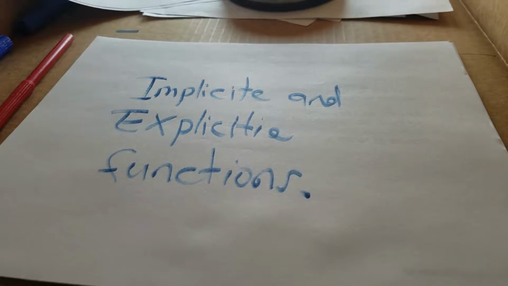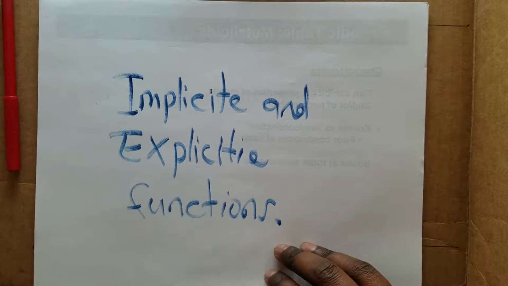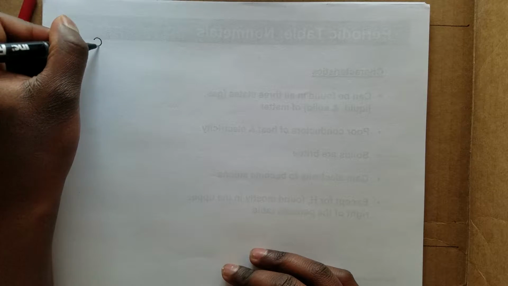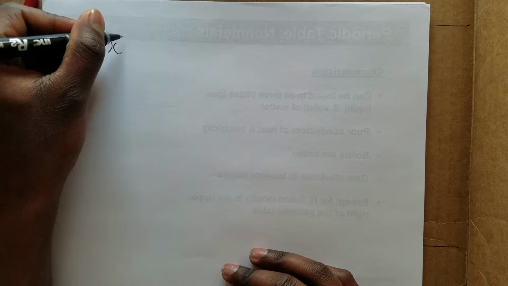So, implicit and explicit functions. Implicit and explicit, how to find them? You're solving for y prime. We have a function like this. How do you solve for y prime when you have a function like this?